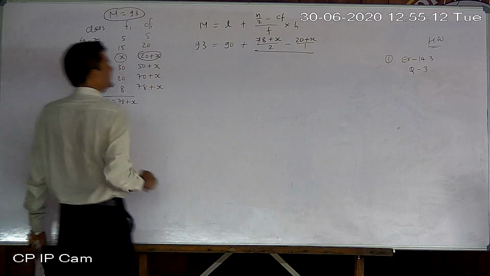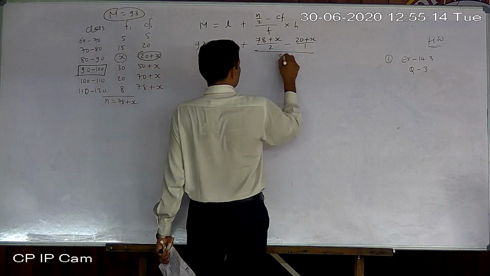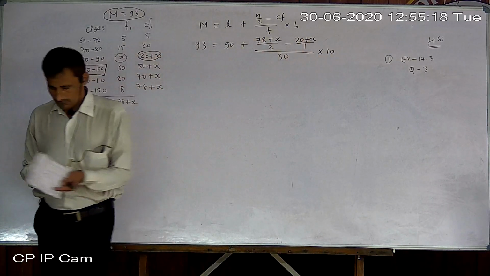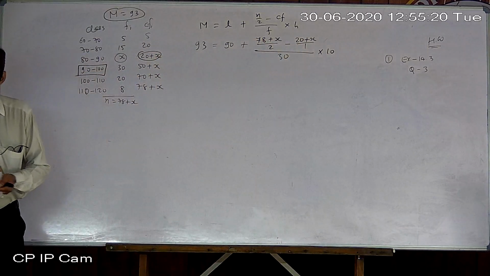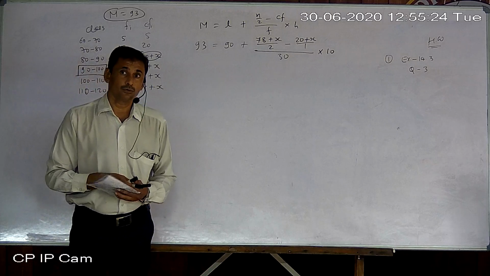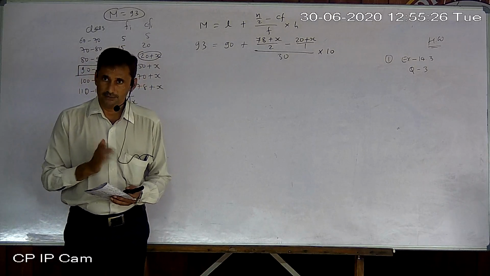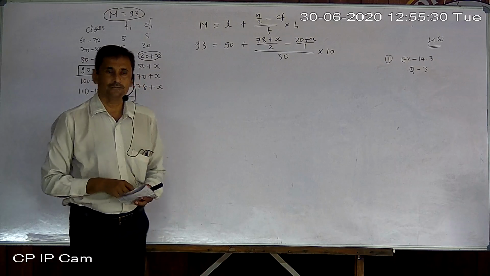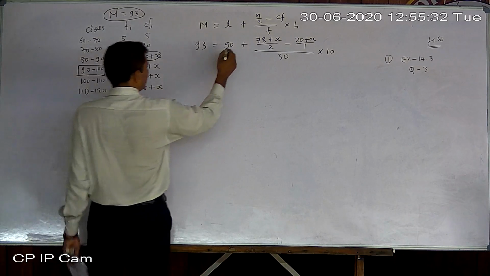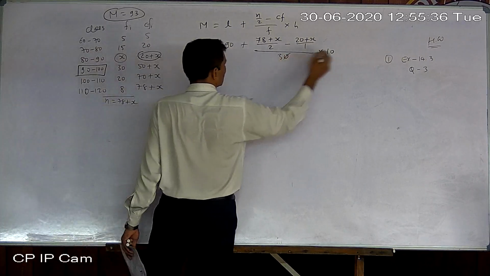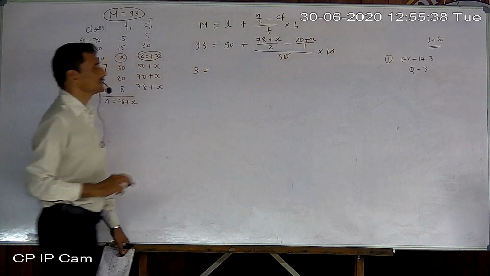Frequency is 30 and class size is 10. Now be careful here in the numerator. If there is a fraction and any addition or subtraction is there, cross multiplication or LCM is needed. So we go through that process in the numerator. First of all, we shift the first term here, so it becomes 3. Now you can cancel out this 0 also.